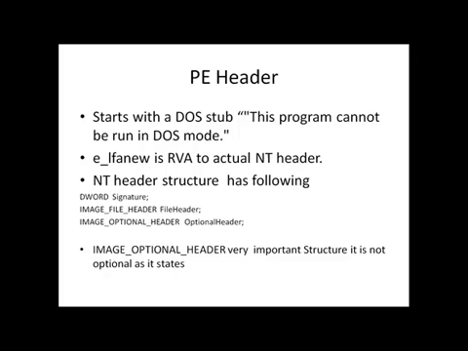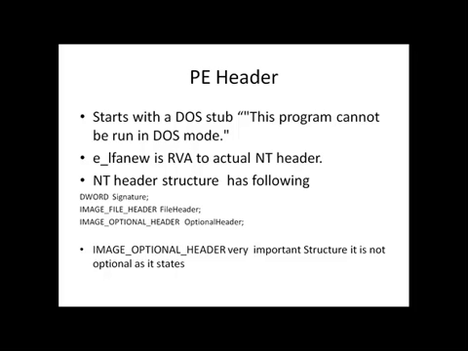Let's start dissecting the PE format. It starts with a PE header. A PE header starts with a DOS stub. Every executable in a PE format has a DOS stub to inform that this program will not run in DOS mode, and this is de facto in every executable. The most interesting thing that we are interested in in the DOS stub is the e_lfanew, which is an RVA, or relative virtual address, to the NT header.